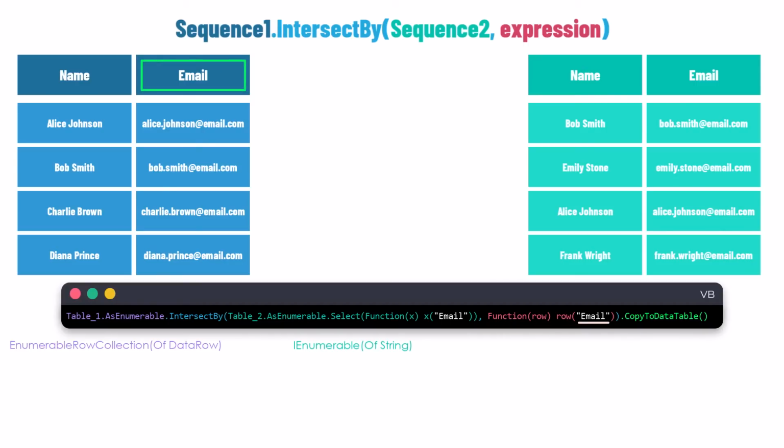So, this expression refers to the first table. Its return type is of type string, which is the same type as the second sequence. This expression is exactly the same as the expression of the ExceptBy method that we learned in the previous video.